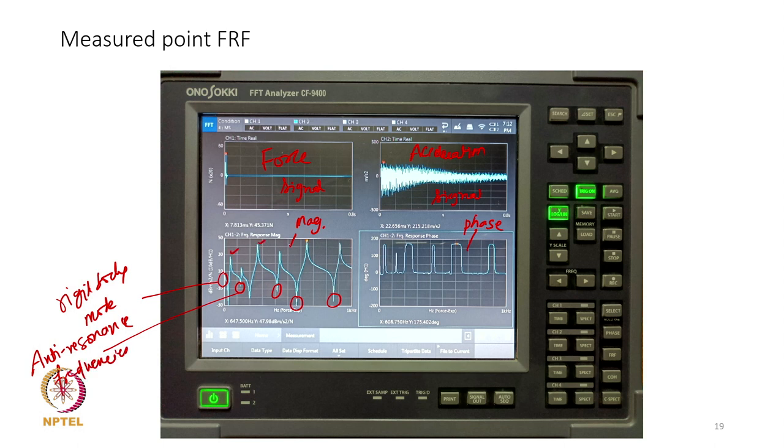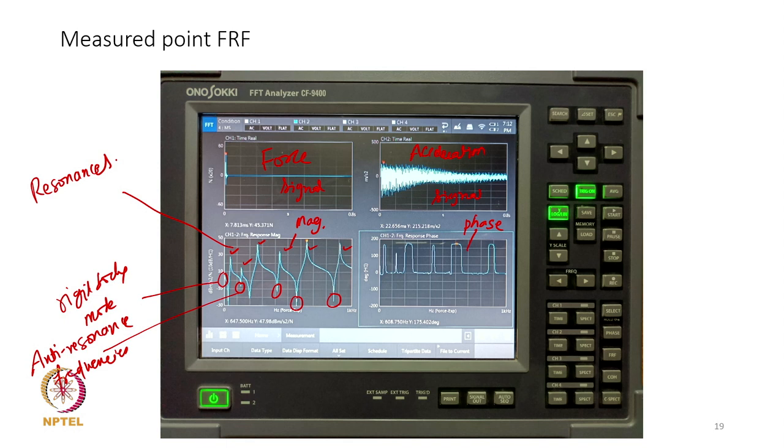And of course, these are all the resonant frequencies. The phase plot also shows change of phase. For example, we see that whenever there is a resonance being encountered, then there is a change of phase of 180 degrees, 0 to 180. And then when there is an anti-resonance encountered, again there is a change of phase, right. So, overall it looks to be a very good measurement from the FRF magnitude and phase plot.